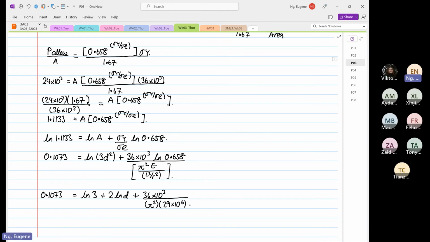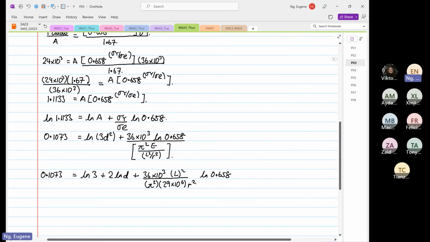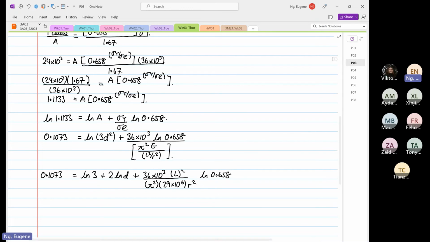Okay. I'm going to bring the r squared up. Then the r squared can come back up. The L squared can go to the numerator. Then after that, we are going to multiply by natural log 0.658. Now, by doing this, you have to be awake. Okay, so I'm going to tidy things up a bit.